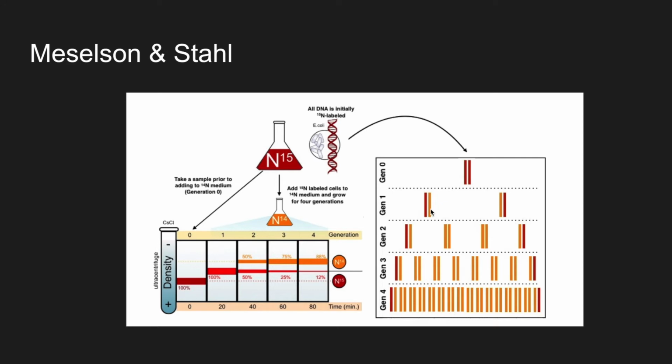And if this was actually the conservative approach, you would get a strand of 100% old and a strand of 100% new in this generation. And if it was dispersive, then you would just get a middle band throughout, right? Because there's nothing distinguishing between each generation.